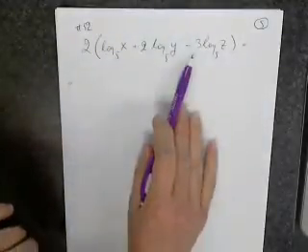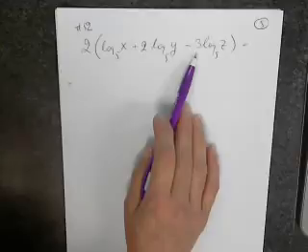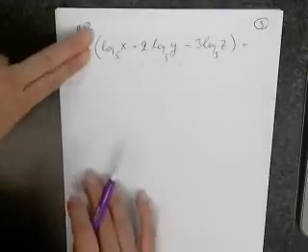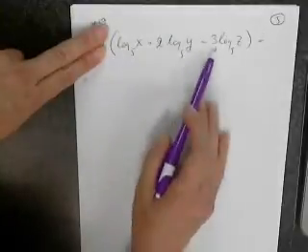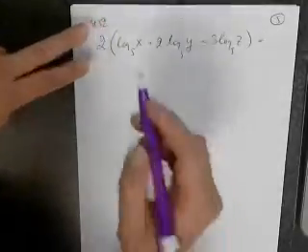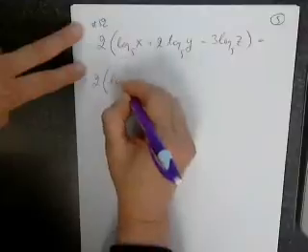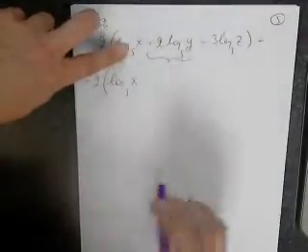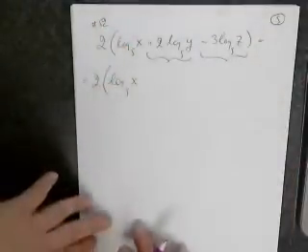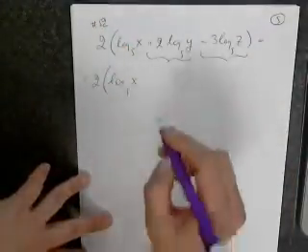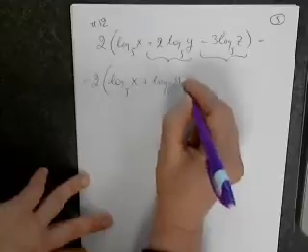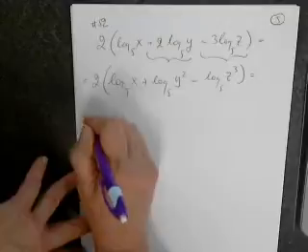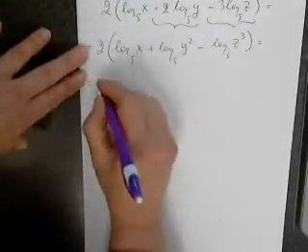When there is a number in front, I cannot condense before I apply the power rule. Forget about this number for a moment. I'm talking about this number and this number. So 2 log base 5 of x stays as is, but this one has to change, and this one has to change. Log 5 y squared. Exactly. Log 5 z cubed. Very good. Still leave the 2 outside.